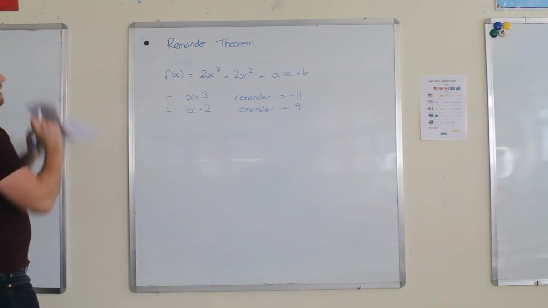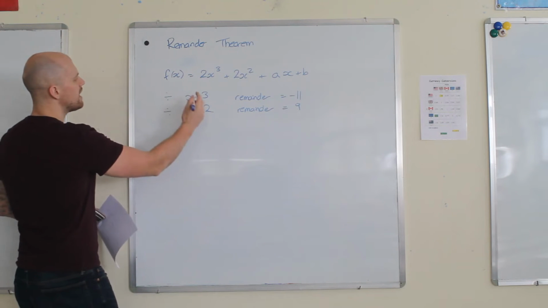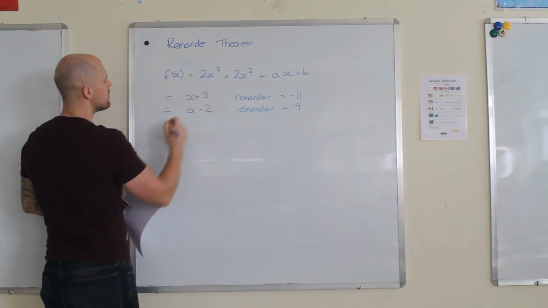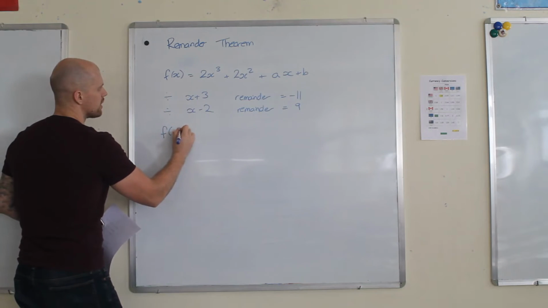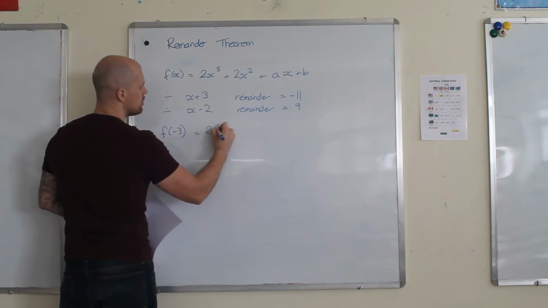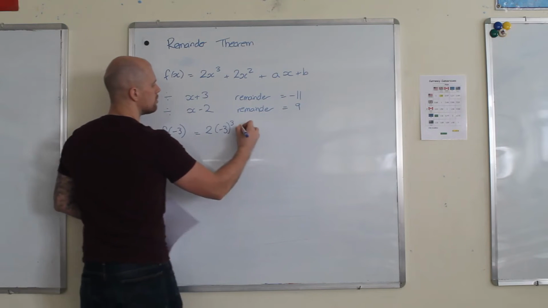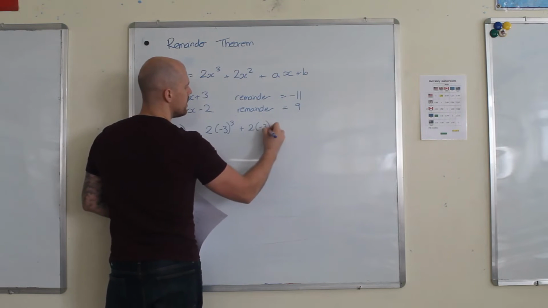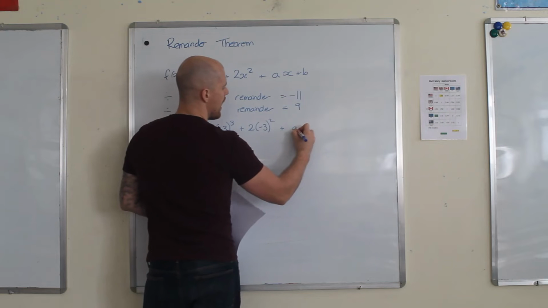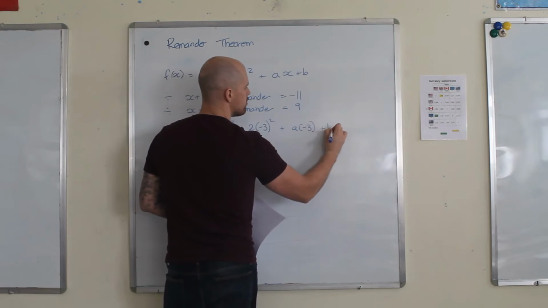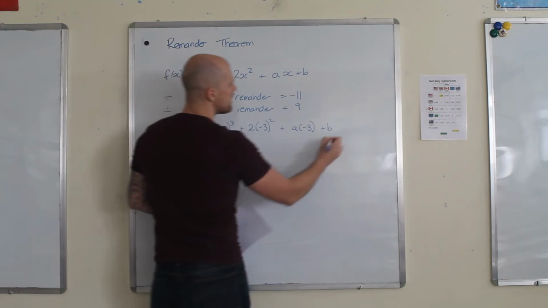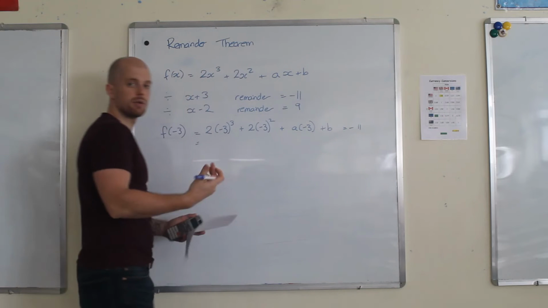So to calculate a and b, very, very simple. We are dividing by x plus 3 to start with. So I'm going to calculate f of minus 3. Okay, so I put that in. 2 lots of minus 3 cubed plus 2 lots of minus 3 squared plus a lots of minus 3 plus b. And that obviously equals minus 11, because that's what the remainder will be.